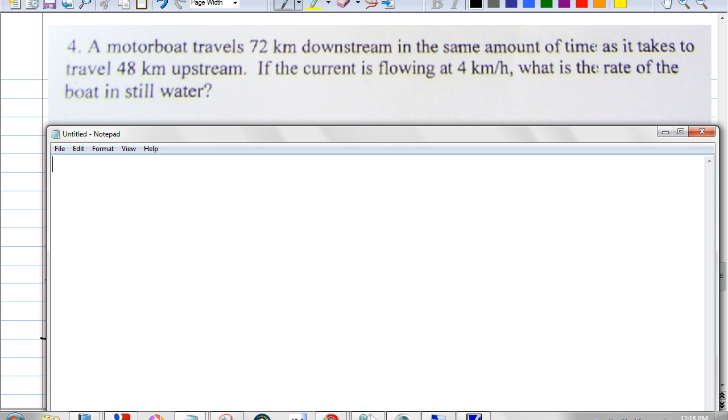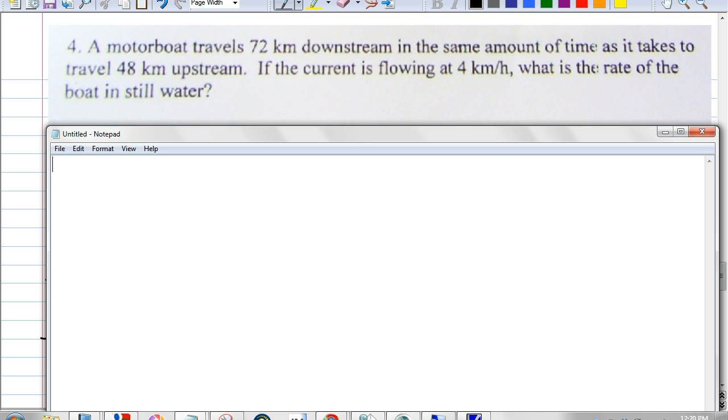Is this a round trip? No, it is not. They're saying that they travel the same amount of time to go upstream and downstream. And if you're going the same amount of time, who will travel farther, going downstream or upstream? Downstream. That's why they go 72 kilometers going downstream for the same amount of time. And when you go upstream the same amount of time, you go 48 kilometers. Does this make sense? Yes.